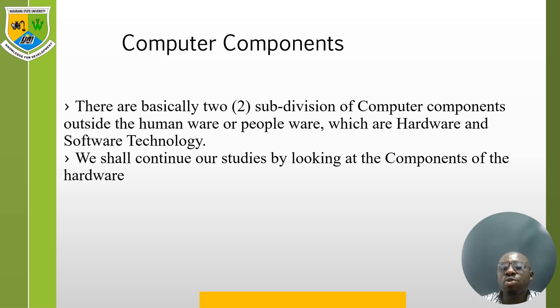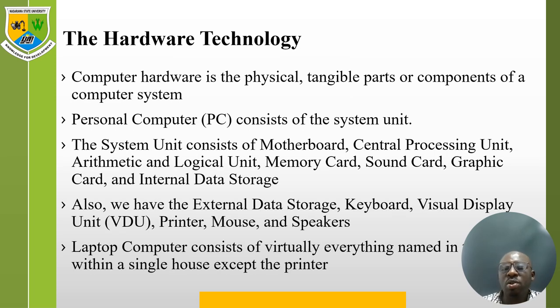Now, computer has some components we need to actually take note of. So there are basically two divisions of computer components. Besides the humanware, so besides the peopleware or the humanware, we have two major components of the computer. They are the hardware and the software. Okay, we shall continue our studies by looking at the components of the hardware, and much later we'll get to see what the software is talking about.